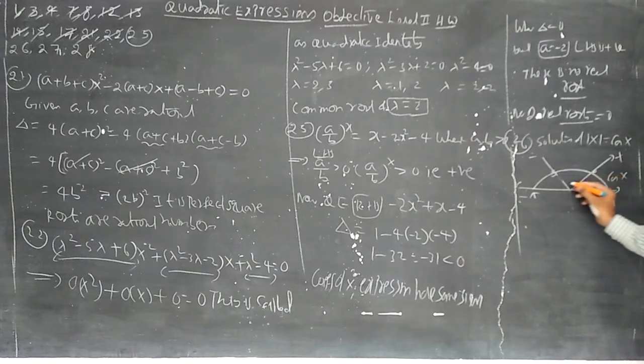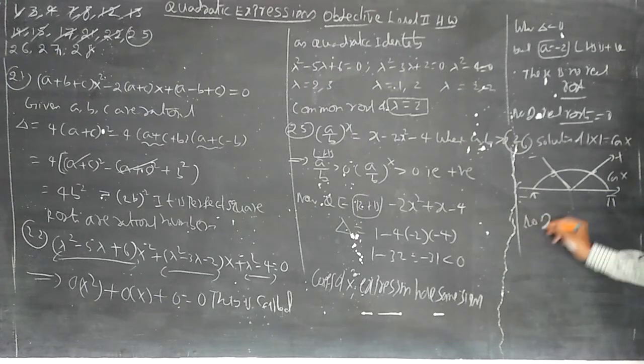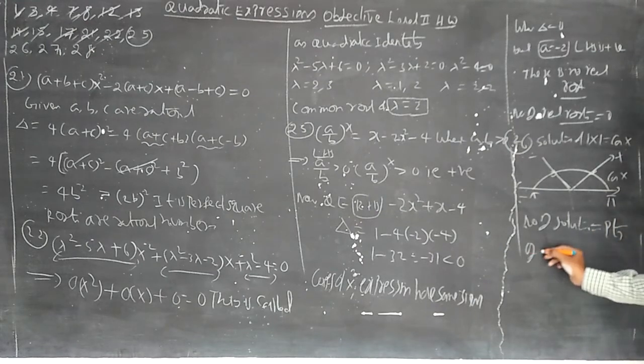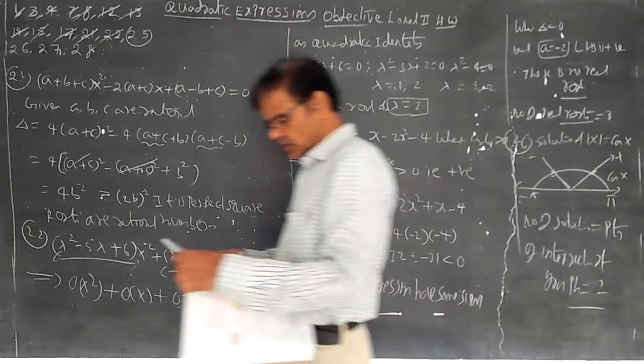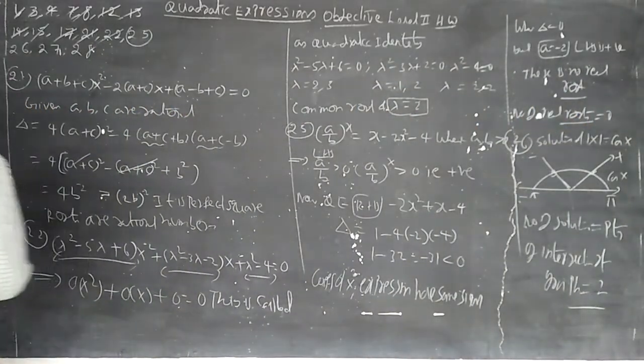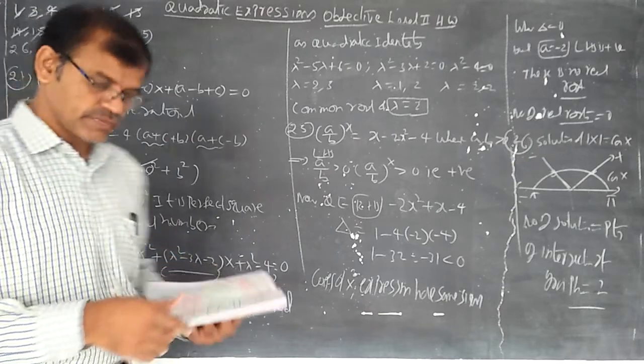The points of intersection of the two graphs are called solutions. Number of solutions equals the points of intersection of the graphs. That is equal to 2. 26th question, answer 2. Now, 27th question.